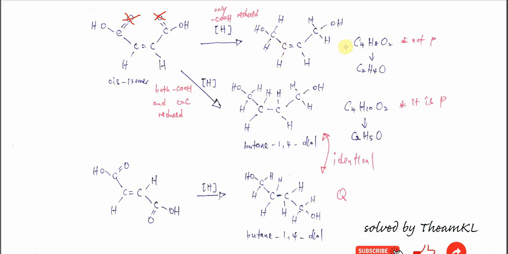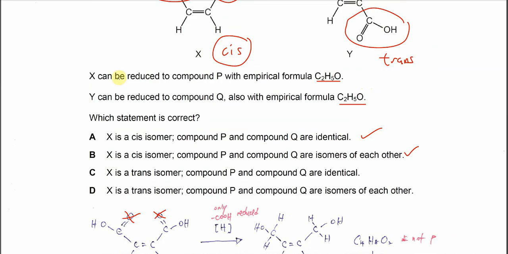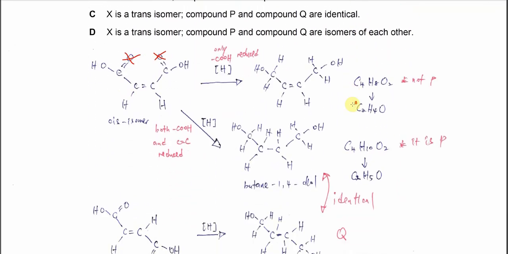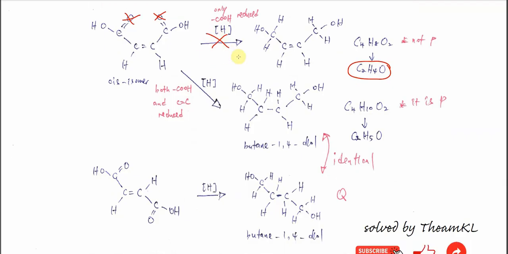Okay, this compound will form when only the carboxylic acid gets reduced, which will give C4H8O2. The empirical formula is C2H4O, which does not really fit the statement, because X, after it gets reduced, must have the empirical formula C2H5O. So it means the reduction will not follow this way.